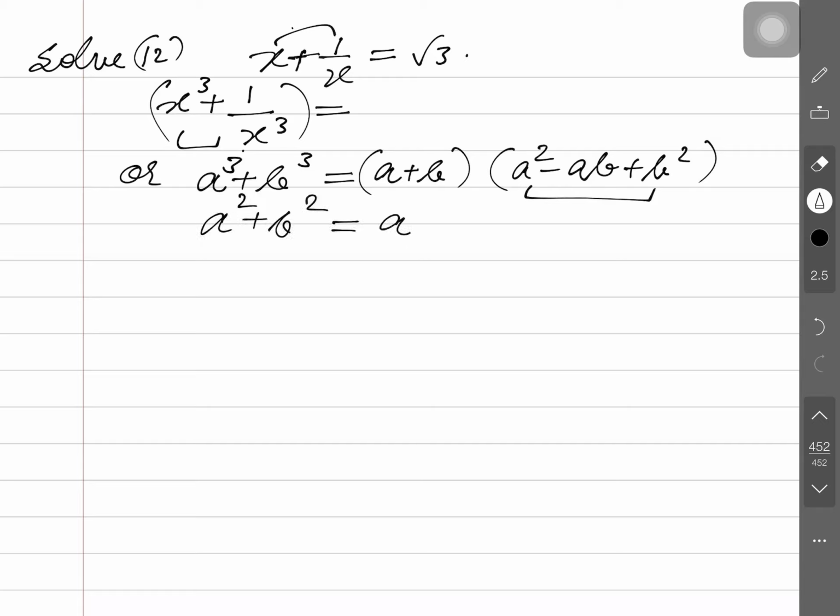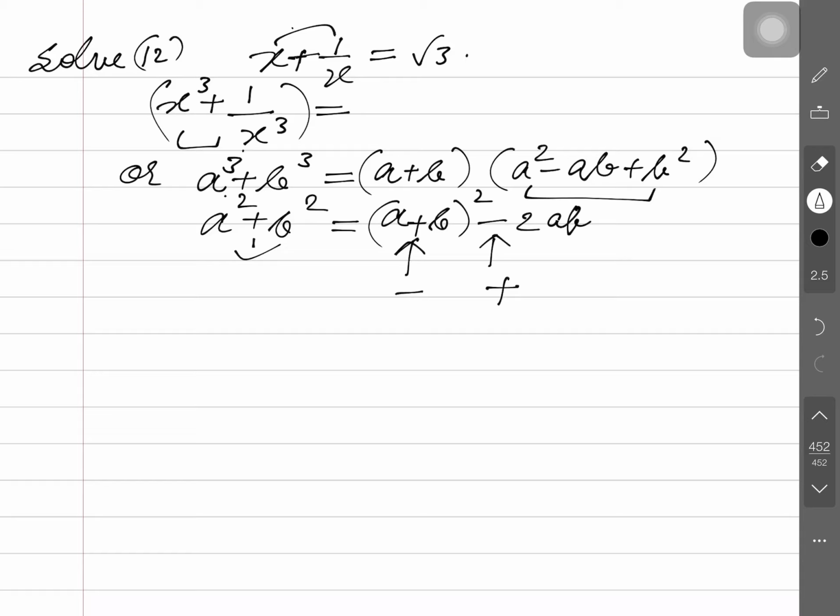Already I have told the student, but why are you using plus, not minus? Because the plus is given here. What next is? Wait a minute, please. So, what will it be? A square plus b square is a plus b whole square minus 2ab. This is plus, so it is minus, or it is minus, so it is plus. Clear or not? Right? Now, what is to be done next?